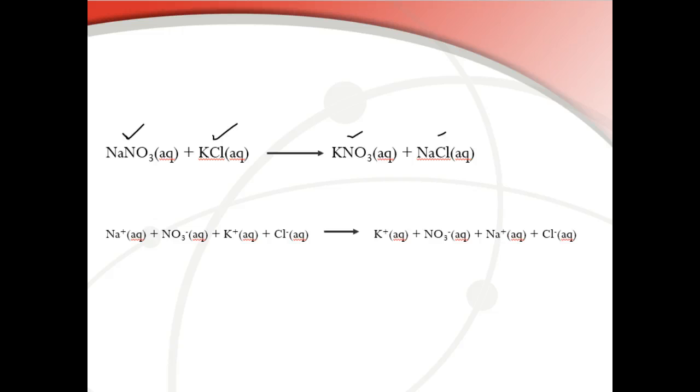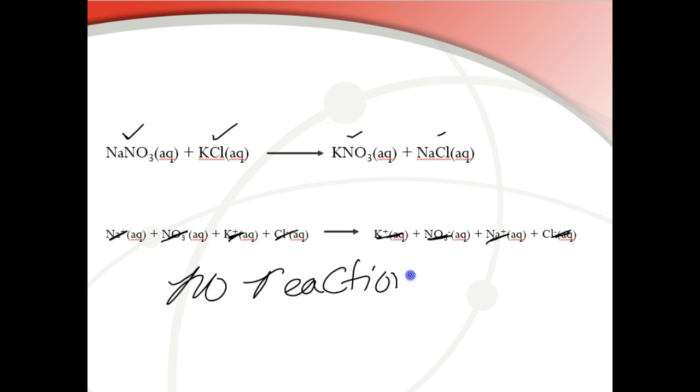Now let's cancel out our spectator ions. Well, we have a sodium on this side, we have a sodium on this side. There's a chloride, there's a chloride, there's a nitrate, there's a nitrate, there's a potassium, there's a potassium. So this is no reaction. Why is it no reaction?